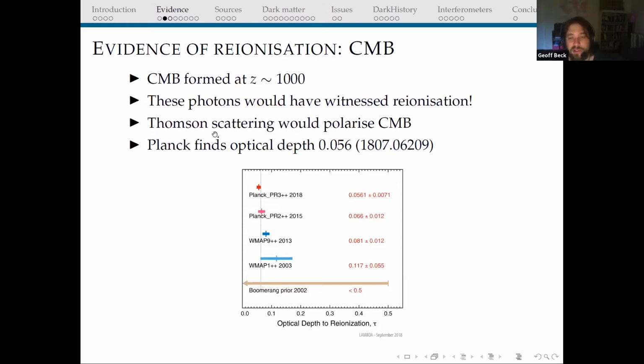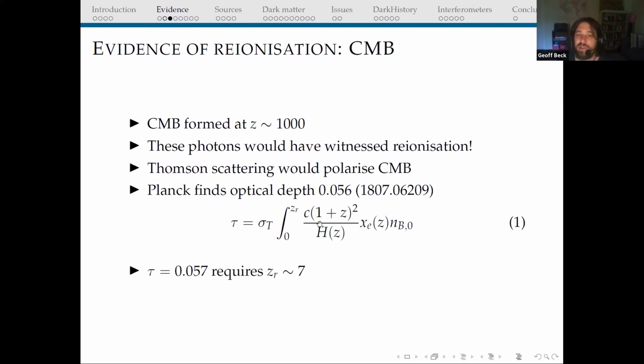So what we can do is work out how many collisions the CMB photons would have experienced, judging by their state of observed polarization, this being the optical depth. And this will tell us how far away in redshift terms this reionization event was. Okay, and there have been various measurements of this optical depth over time, increasing their precision till we get to the most modern Planck measurements. And we can use this to determine when the universe ionization was complete.